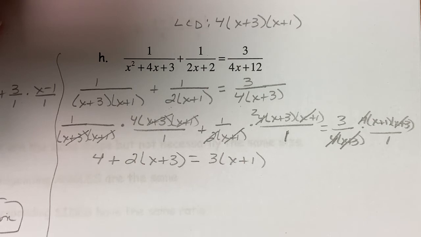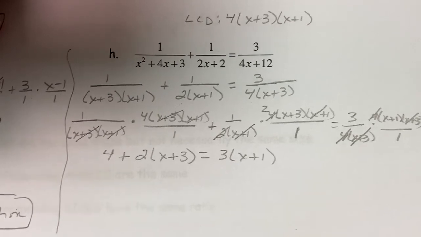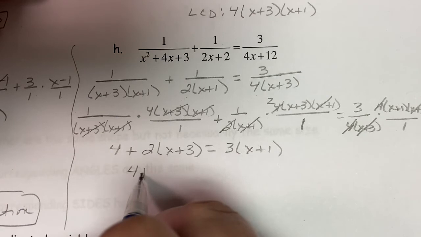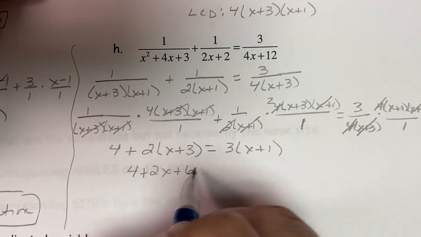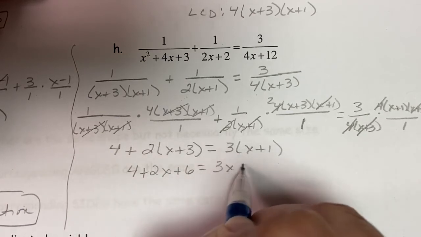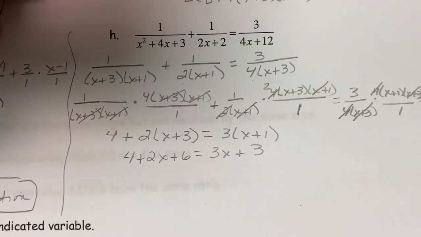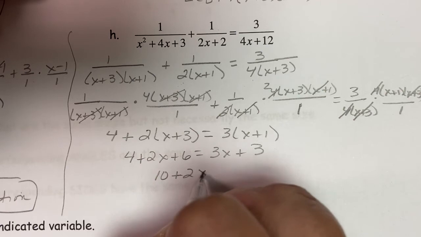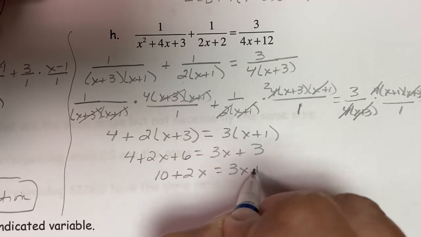Okay, so once you get to this point, why don't you pause again and go ahead and solve, get your answer, and then come back and check your answer. All right, so I'm going to go ahead and distribute the 2. So 2x plus 6, and then distribute the 3 on the other side of the equal sign. I'm going to combine like terms to get 10 plus 2x equals 3x plus 3.